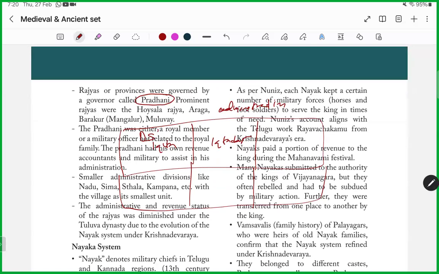So the name of the dynasty is the Delhi Sultanate. Then the Vijayanagar Kingdom. For the Delhi Sultanate, they have given a chart, but for this one, we do not have a chart. Okay, so say like the Mughal.